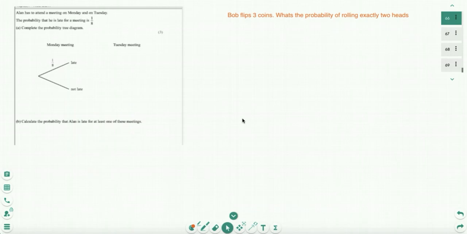So now we're going to make things a bit harder by looking more at multiple event questions, such as flipping 3 coins, playing 2 football matches, and things like that. All right, and we're going to look at the idea of probability trees. Before we start looking at some practice questions, let's look at the question I've just made up. Bob flips 3 coins. What's the probability of getting exactly 2 heads?